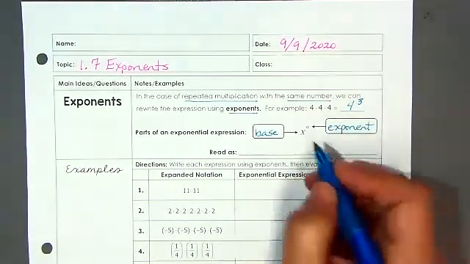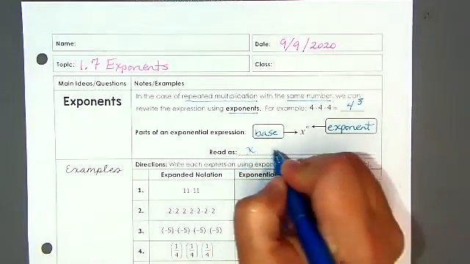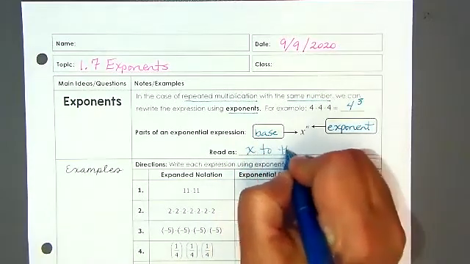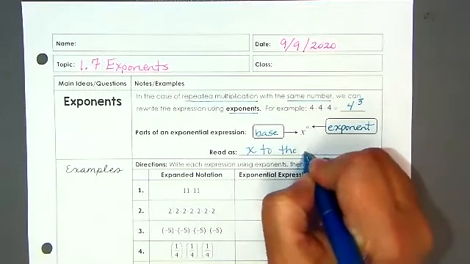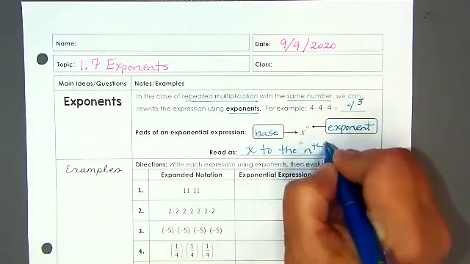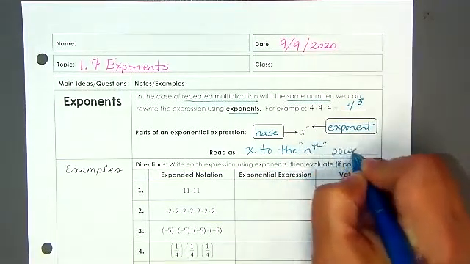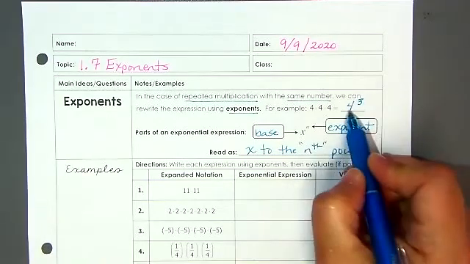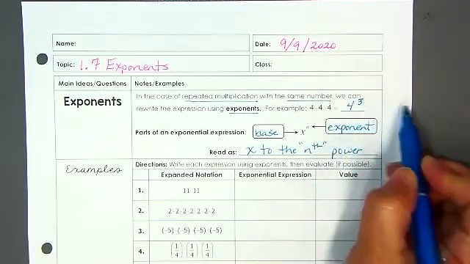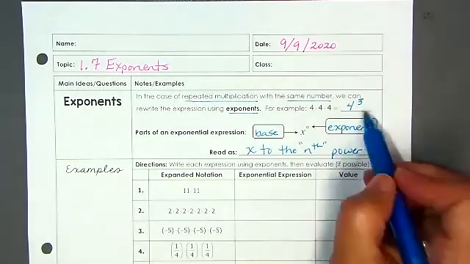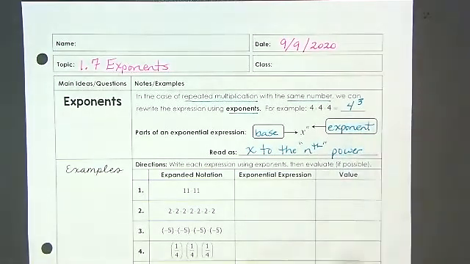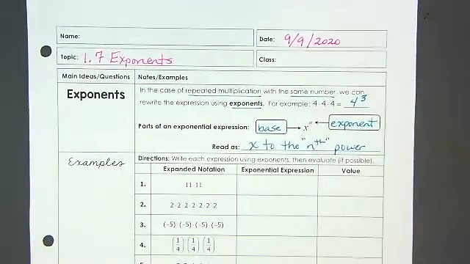It is read as x to the nth power. So this 4 would be read as 4 to the third power, or we can shorten that because it's a 3, 4 cubed. Okay, so now we're going to work a couple of examples.